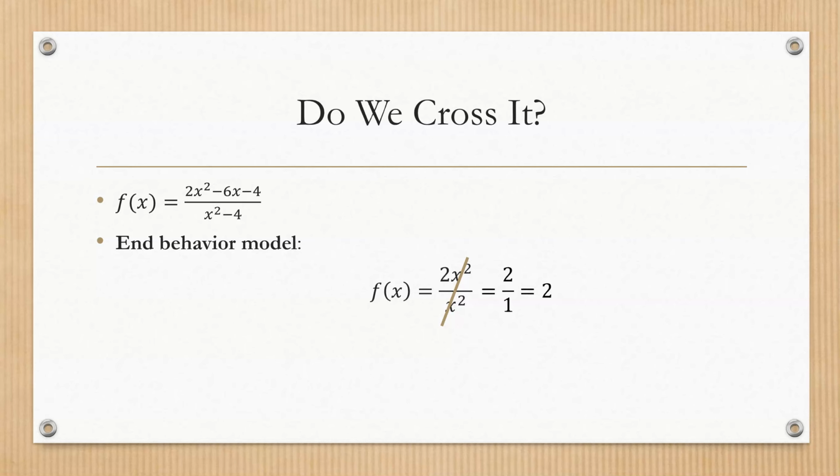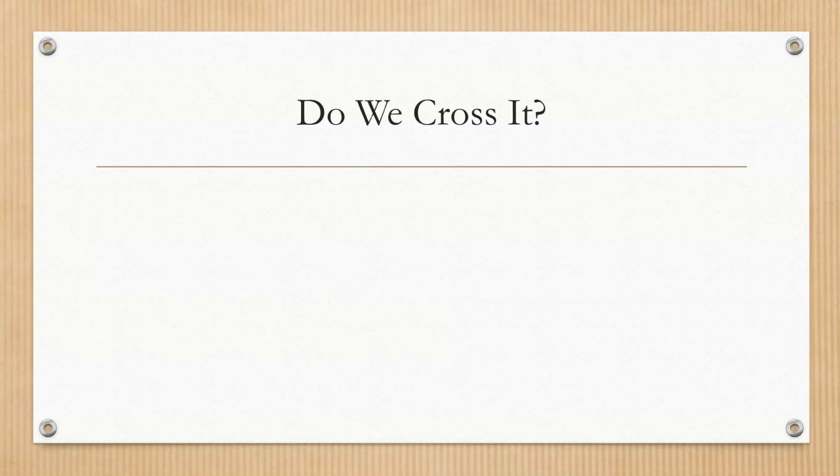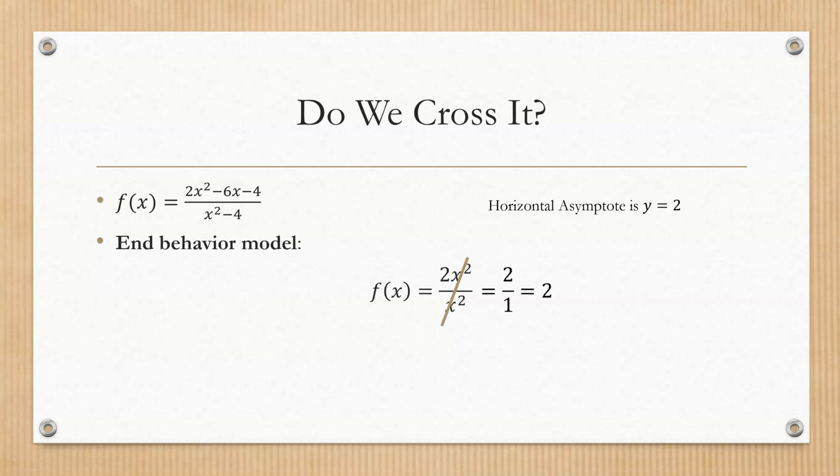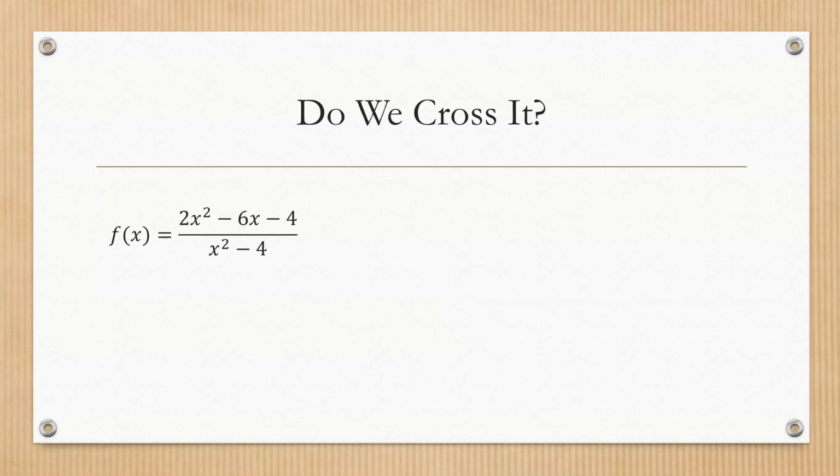Well, obviously the x squareds cancel and you end up with just 2. So your horizontal asymptote is y equals 2. Now you could do all this work, or you could just look at it and go, yep, exponents are the same, so y equals 2 is my horizontal asymptote. Either way is fine. Okay. So that's how we find the horizontal asymptote, right? And that's mostly review. But how do I know if I cross it, right?